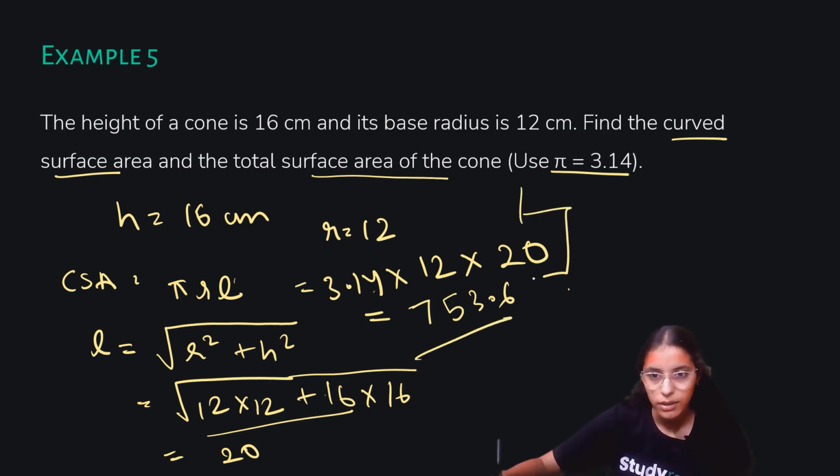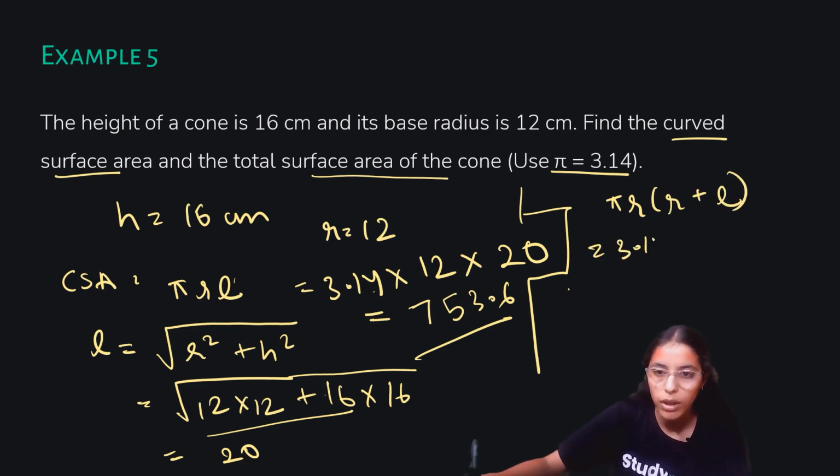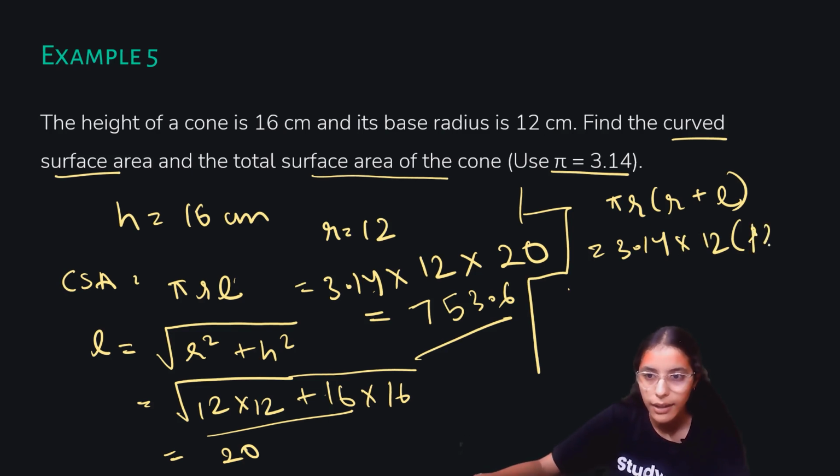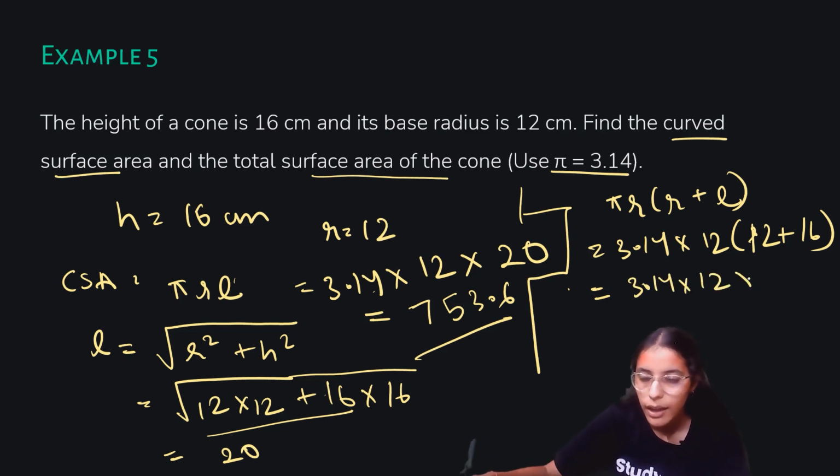Now our next thing is to find the total surface area. Total surface area is given by pi r L, not pi r, it's pi r times (r plus L), right? So now we'll just put in the values. We have r as 12, and r plus L, that is 12 plus 16. So we get 3.14 into 12 into (12 plus 16).